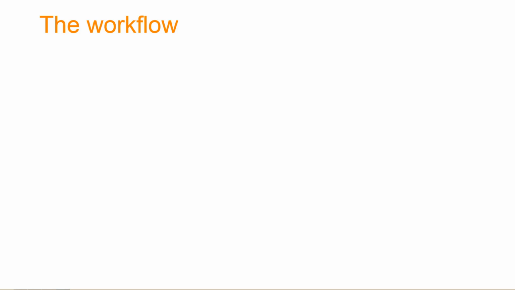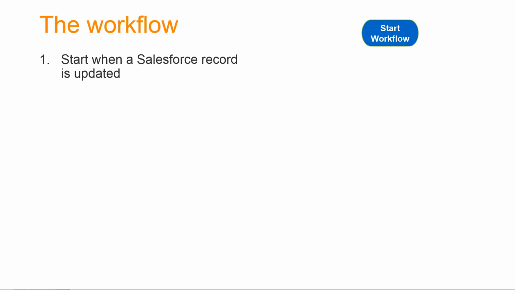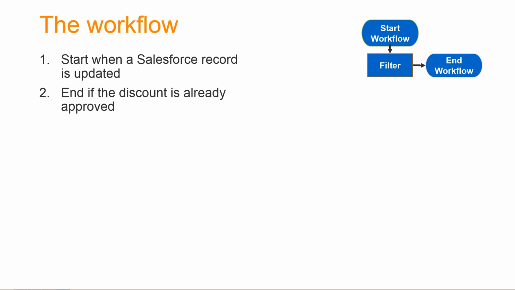Well, it starts when a Salesforce record is updated. Then it asks if the discount is already approved. If that's the case, the workflow ends, no harm, no foul. This is very common in workflows, to have a situation where the workflow triggers, then immediately checks for a condition and shuts down. That's okay. It's not costing you anything to keep looking to see if this is important.